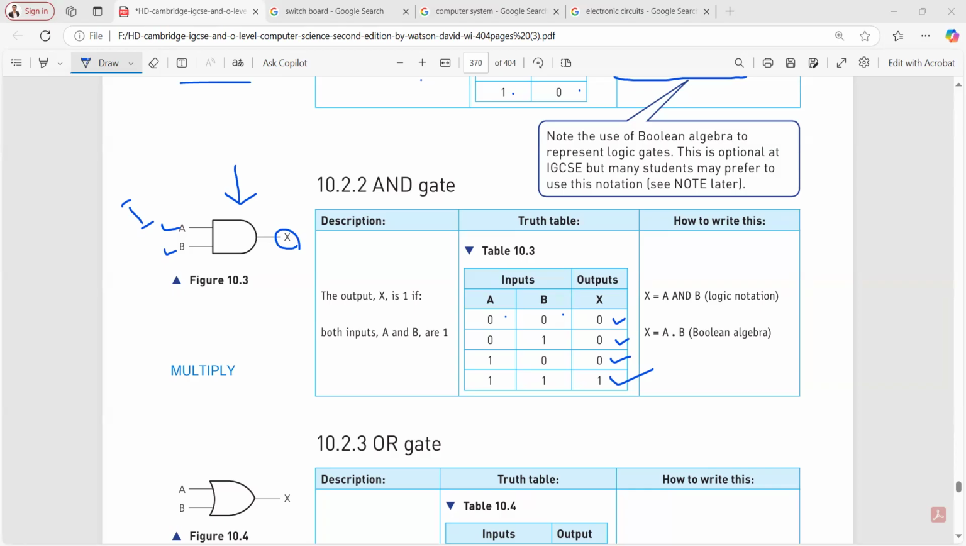Done, sir. Done with the truth table as well. Yes, the diagram, right? Okay. Yes.